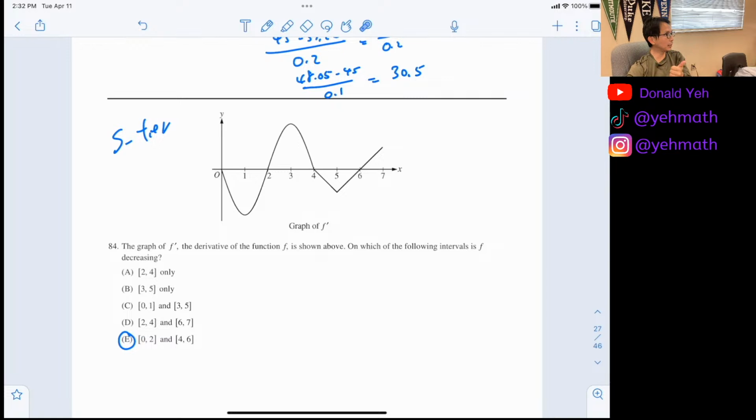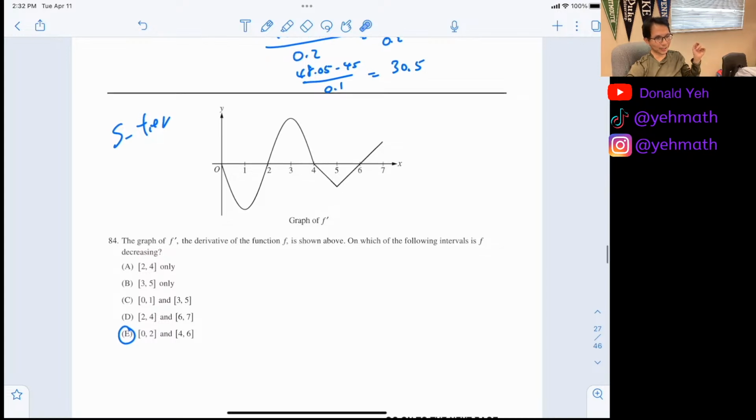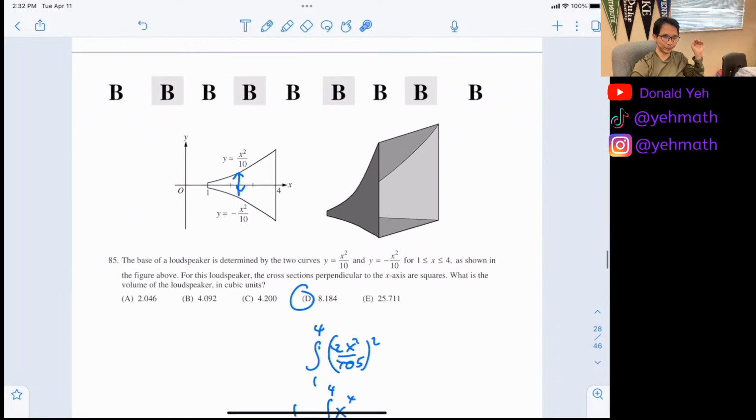They can ask you so many things from here. Inflection point, concave up, concave down, maximum, minimum. They can ask you concave up and decreasing, concave down, increasing. They can ask so many things out of this question. Inflection point will be 1, 2, 3. Maximum will be here. Minimum will be here. And concave up and decreasing, it's gonna be here and here. So yes, there's so many things you can ask here.